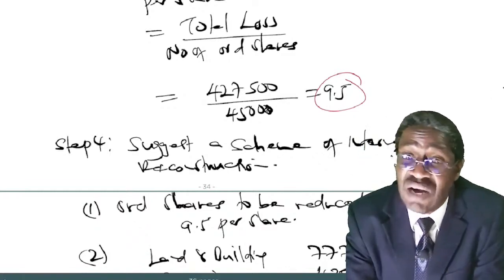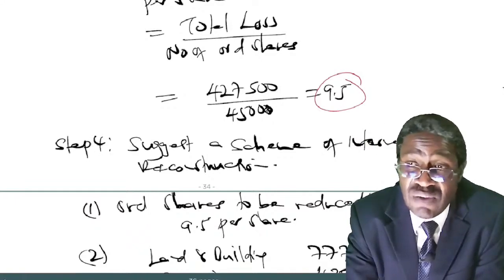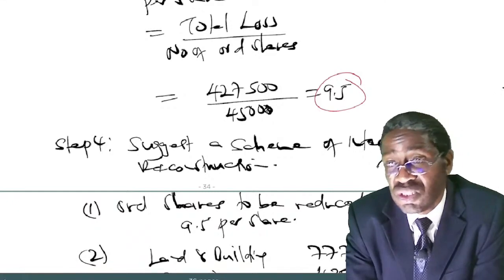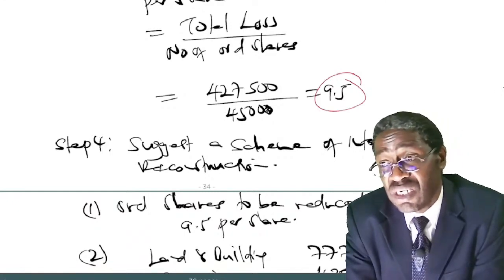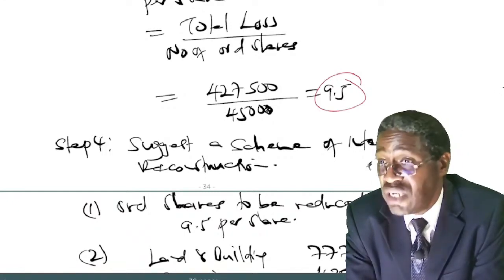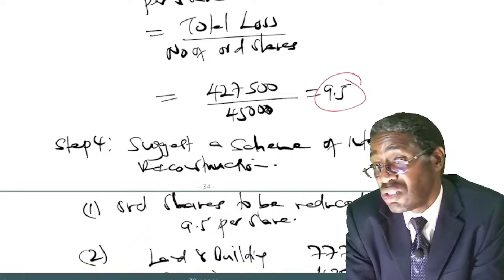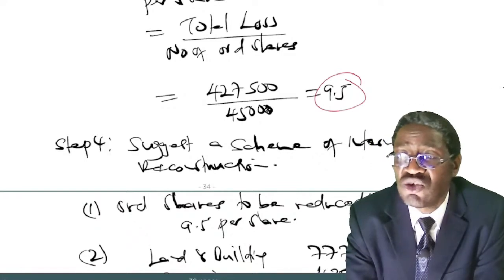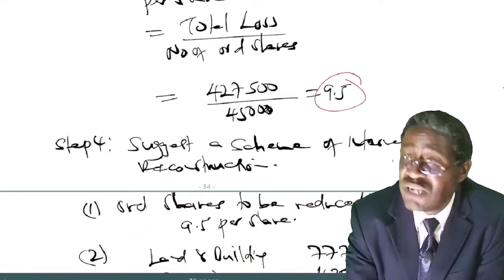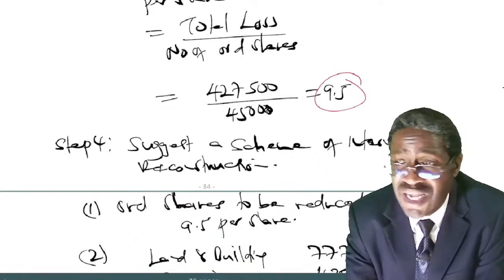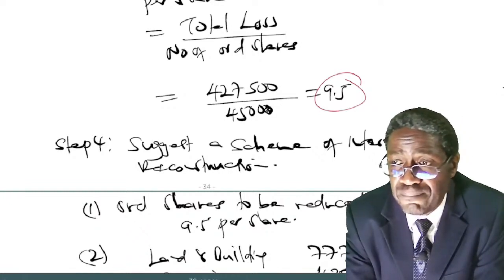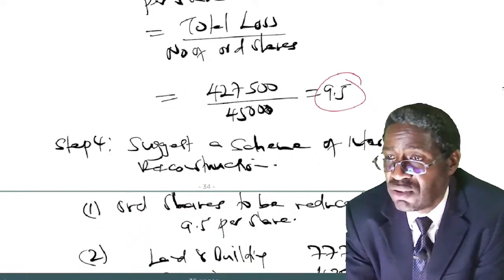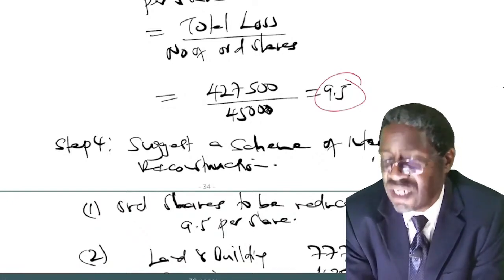You could still have said, in step 1 of the scheme, ordinary shares to be reduced to 0.5. That does not change the answer. We shall still use the same loss. Whether you say to be reduced to 0.5 or to be reduced by 9.5, it's still the same. It's only the language. Joy, are you okay now? Yes, thank you.